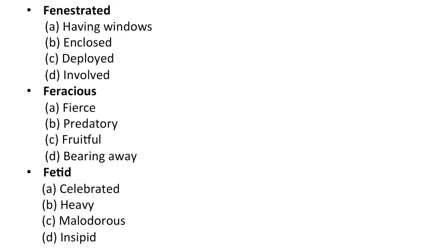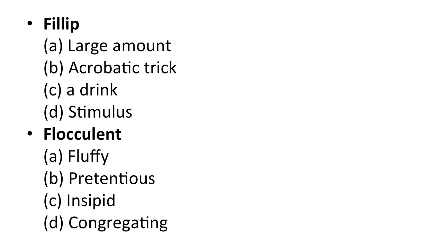Next word, fenestrated: A, having windows, B, enclosed, C, deployed, D, involved. Next word, ferocious, A, fierce, this is not ferocious, B, predatory, C, fruitful, D, bearing away. The next word is again a very popular word with examiners, fetid: celebrated, heavy, malodorous, insipid. Next word, fillip: large amount of, acrobatic trick, a kind of drink, stimulus. And next is flocculent. There is one word like succulent also, this is flocculent: fluffy, pretentious, insipid, congregating.